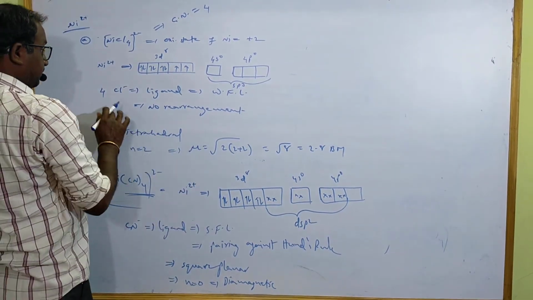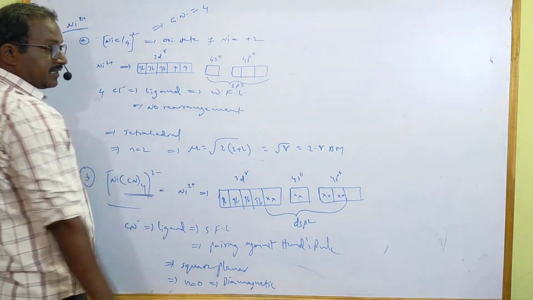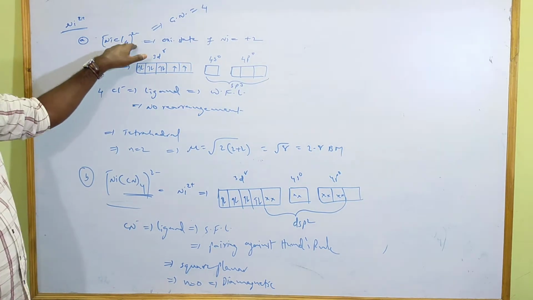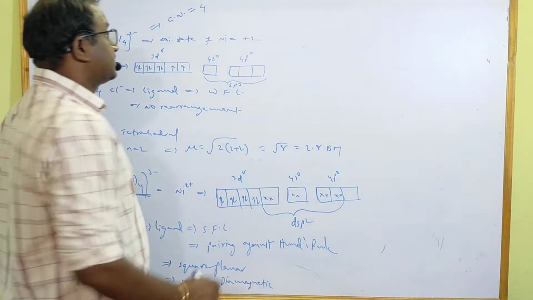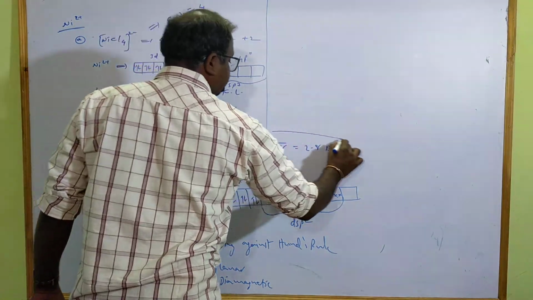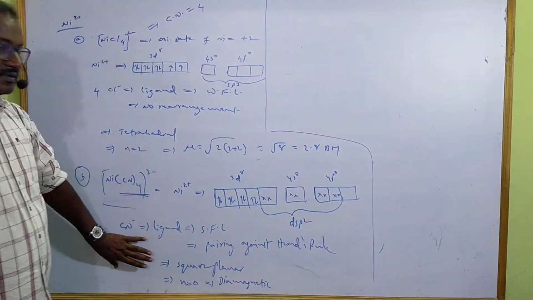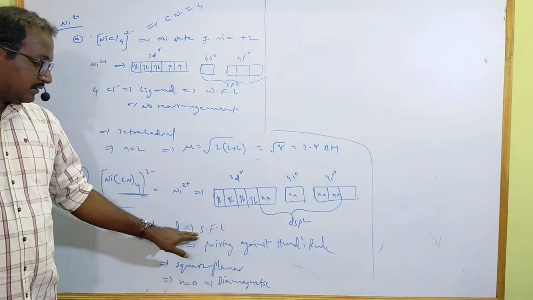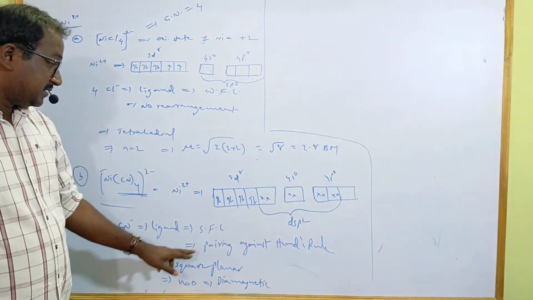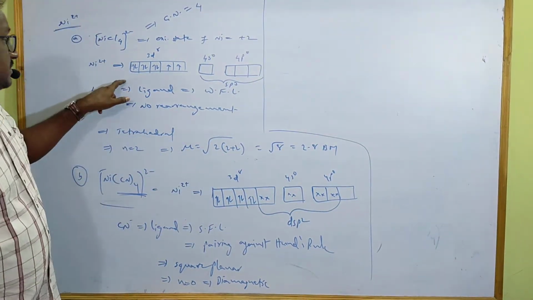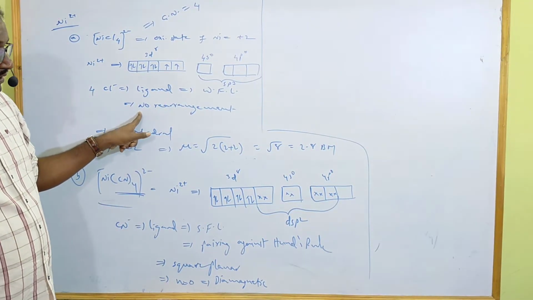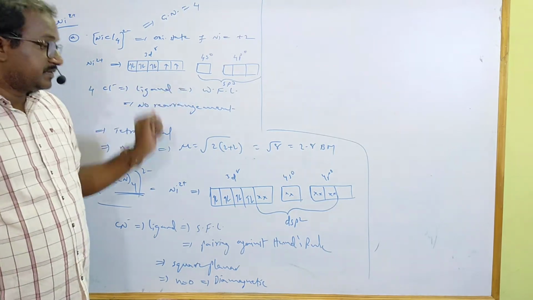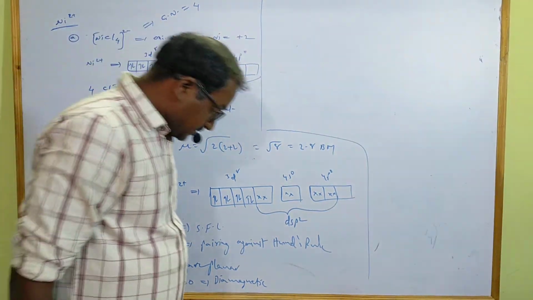But here there are 2 unpaired electrons, so paramagnetic. NiCl4 2 minus is paramagnetic. Ni(CN)4 2 minus is diamagnetic. Reason? This is a strong field ligand, pairing takes place, hybridization is dsp2. In this case, Cl minus is a weak field ligand, no rearrangement, no pairing, so it undergoes sp3 hybridization, shape is tetrahedral.